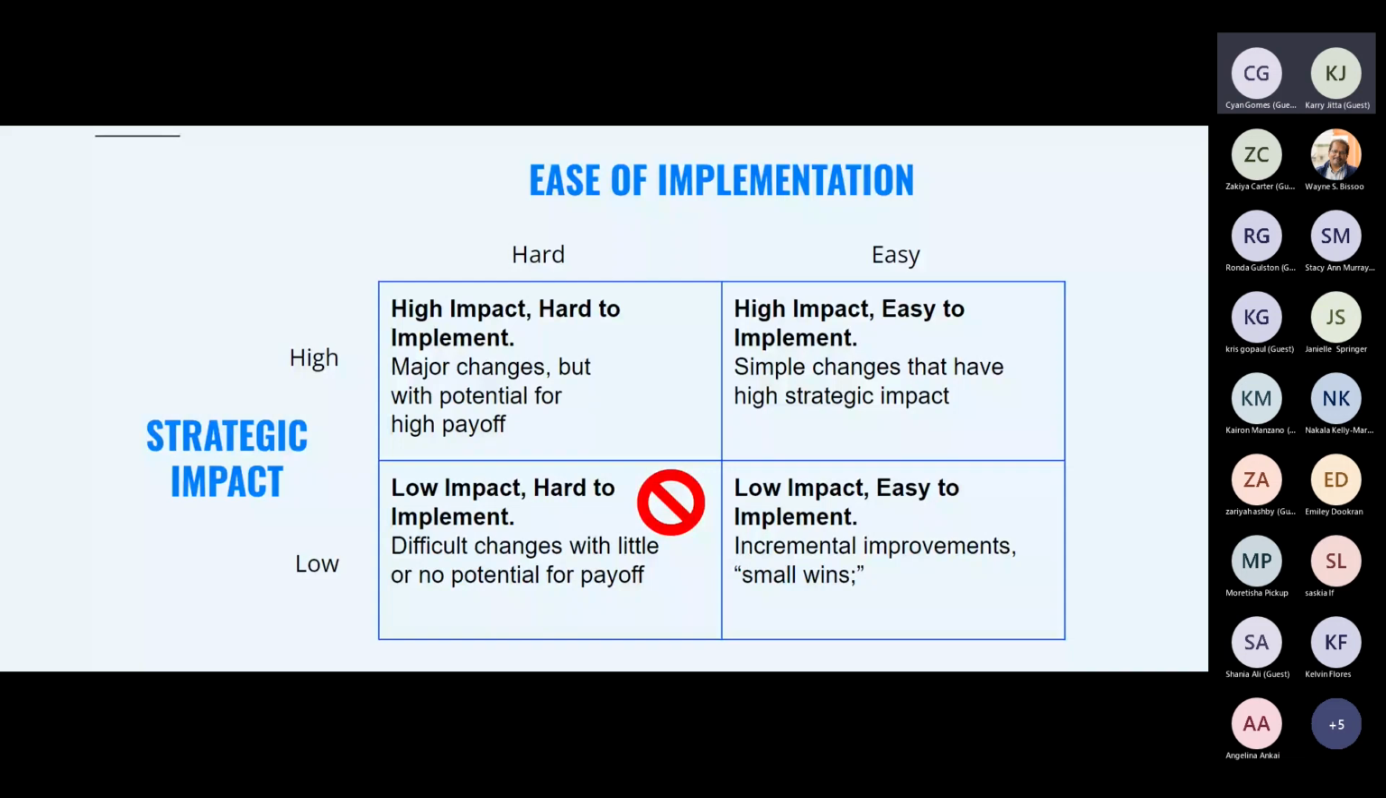So we have high impact and hard to implement. That means major changes, but with the potential for high payoff. Then we have high impact, easy to implement. This is simple changes that will have a high strategic impact. Low impact, hard to implement: difficult changes with little to no potential payoff. That is one section that you need to stay away from because it makes no sense in the long run. Then we have low impact, easy to implement. This is incremental improvements or small wins.